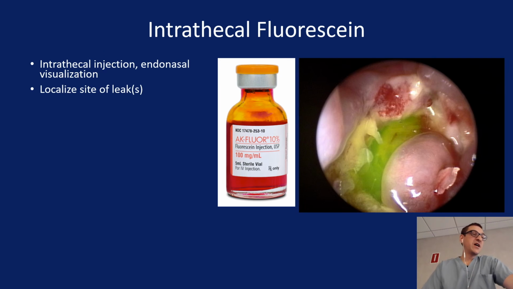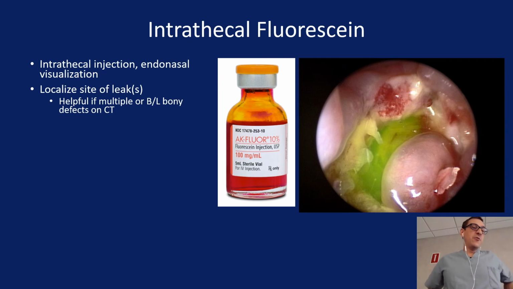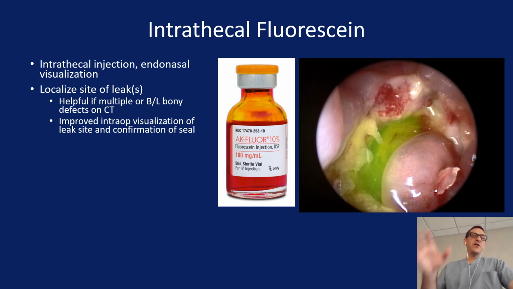This is going to show you potentially the sites of leaking. I really like it when you have multiple bony defects. I trust this much more than cisternograms in my experience. Bilateral bony defects, it's also nice when you see one side fluidly leaking fluorescein and the other side's not. So it's going to improve not only the intraop visualization, but also confirmation of sealing of your repair. It feels nice when you see all the yellow, you put your graft or flap on, and oh, there's no yellow. Okay, because sometimes there's some clearer stuff floating around that kind of worries you.